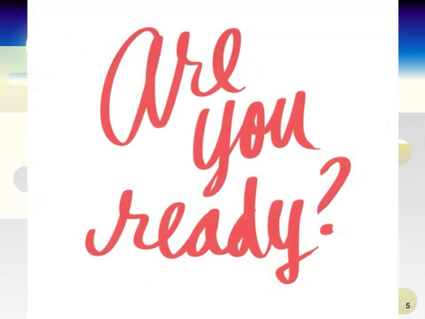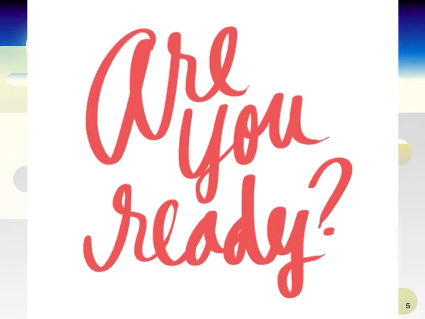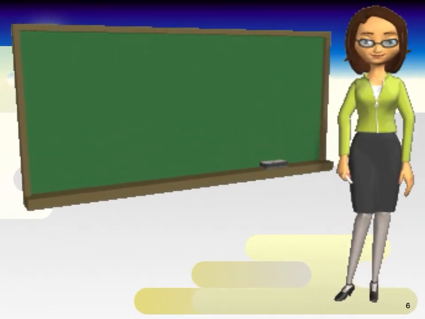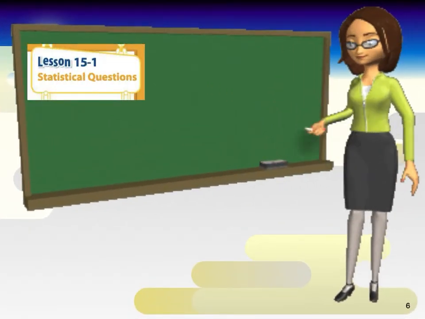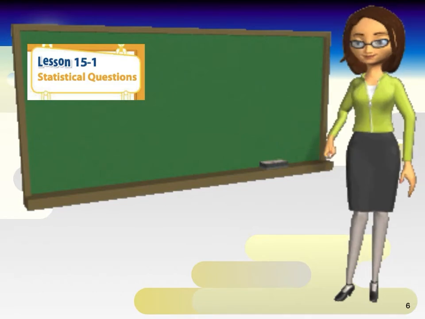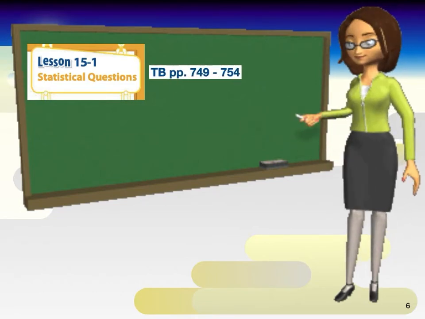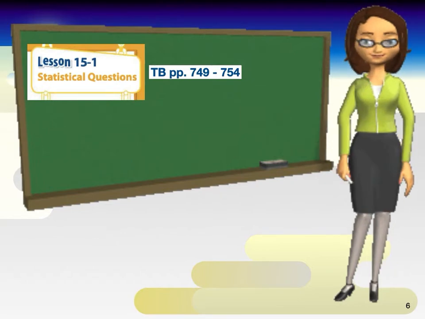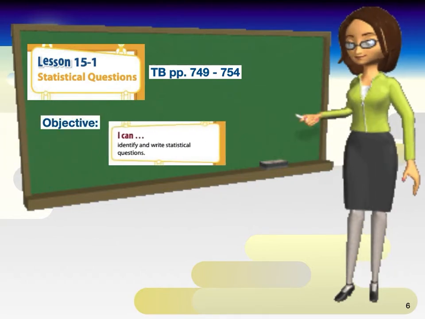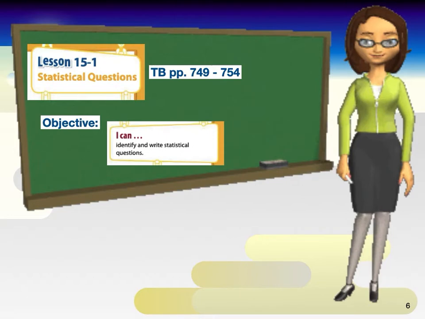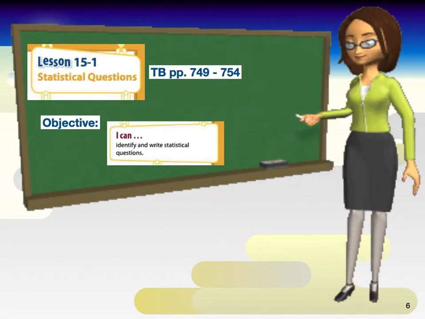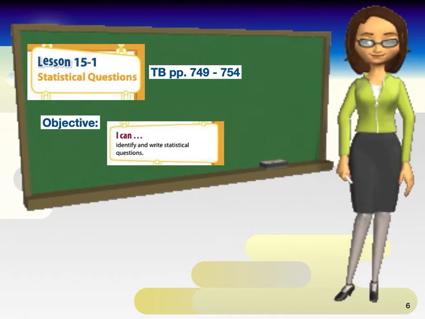Let's start our lesson. Are you ready? So our lesson for today is Lesson 15-1, Statistical Questions. Textbook pages 749 until 754. Our objective is to identify and write statistical questions. Let us first watch the video for our lesson.